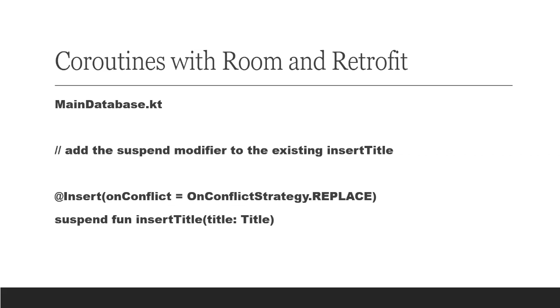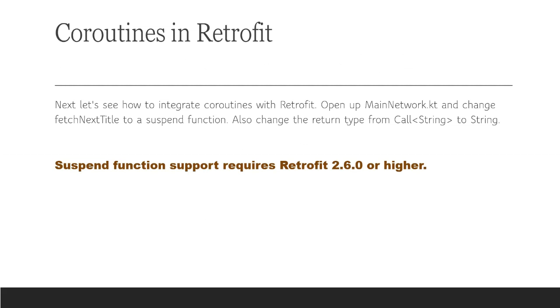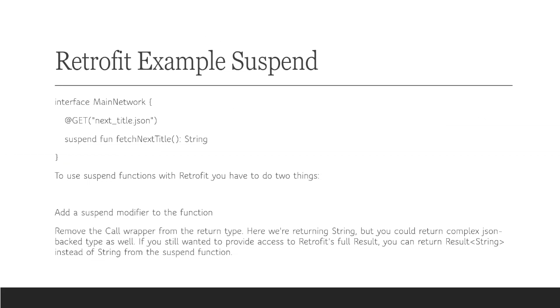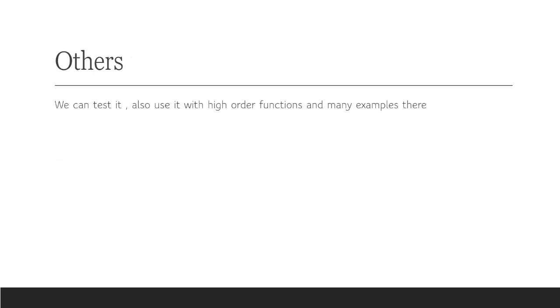Here the best part is that whenever you work with coroutines, you can work with Room and Retrofit. I will give you the example practically first, showing how you can use flow and what the use of suspend functions is. But you have to keep in mind that suspend function support requires Retrofit 2.6.0 or higher. Simple examples of Retrofit I will describe later when we do the practical.